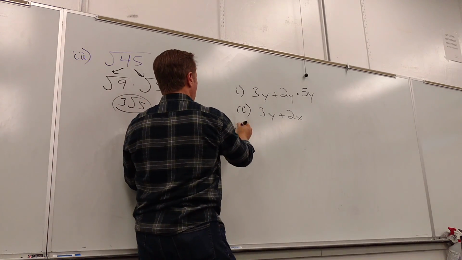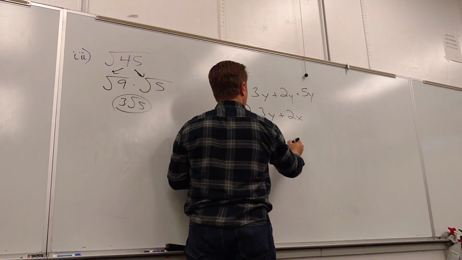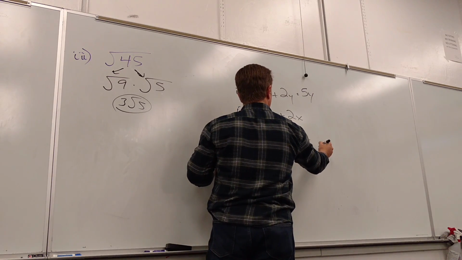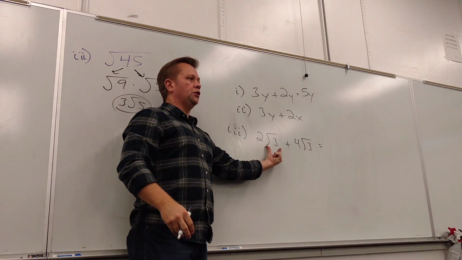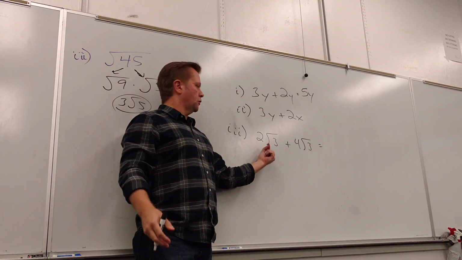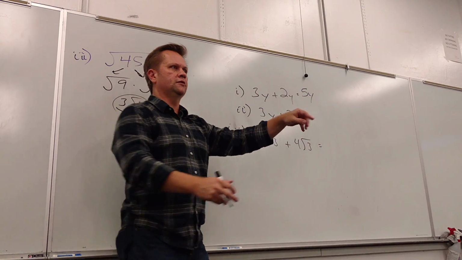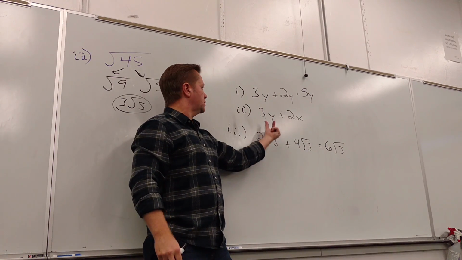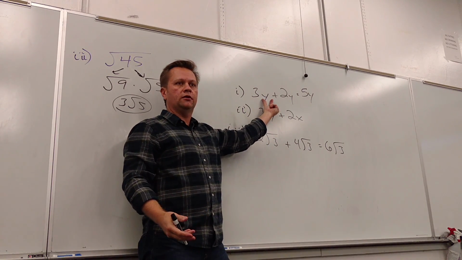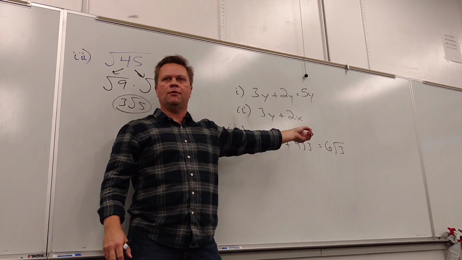So then thinking that way, what do you think 2 square root of 3 plus 4 square root of 3 is? Do you know? What's 2 things plus 4 things? 6 things. You see how that acts just like a variable? Because what's a variable? It's a number I don't know yet. What's the square root of 3? It's a number I don't know yet. So I'm just collecting how many of those things I've got.